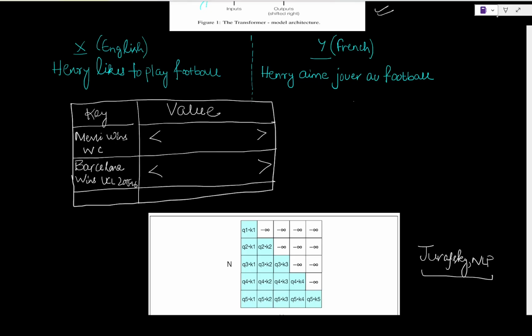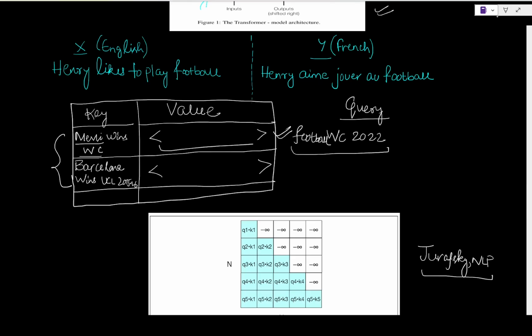Now, let's say someone comes to us with a query. Let's say the query is something like Football World Cup 2022. Of the two given examples, the more apt response that we should return is this article, because it is regarding the Football World Cup 2022. It is not much related to the article titled Barcelona winning Champions League 2015-16. Rather, it's much more related to the title Messi winning World Cup. Messi won the World Cup in 2022, right? So they are similar, so to speak, and ideally we should be returning this particular value.